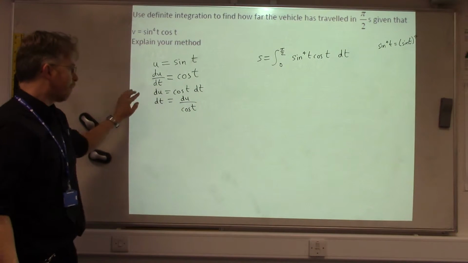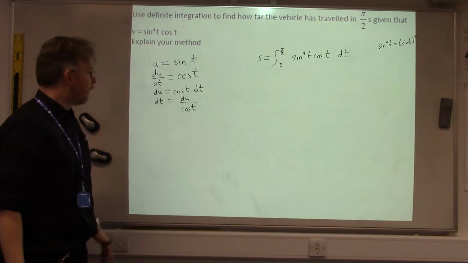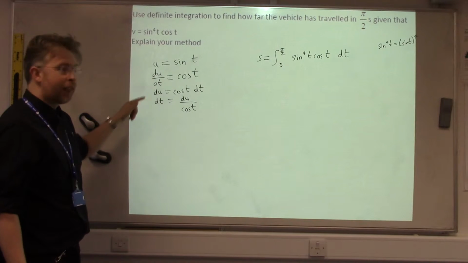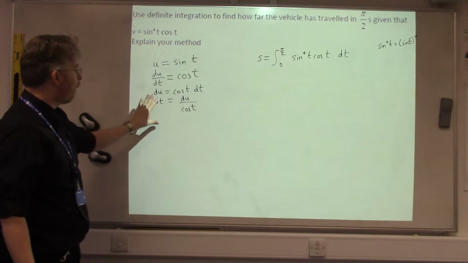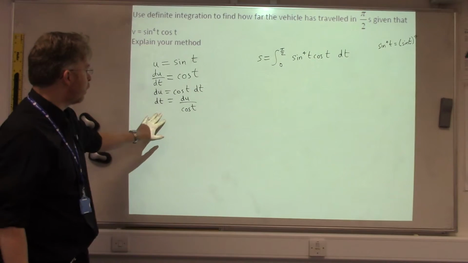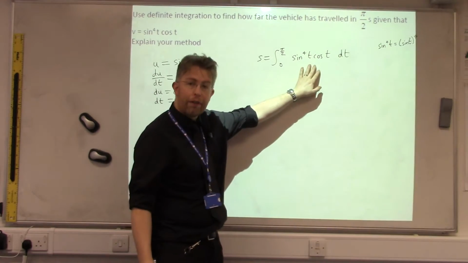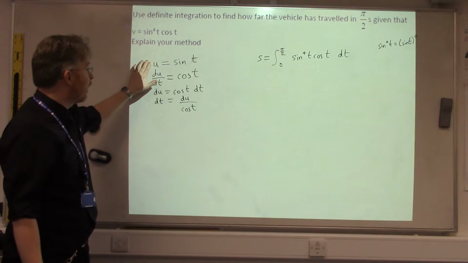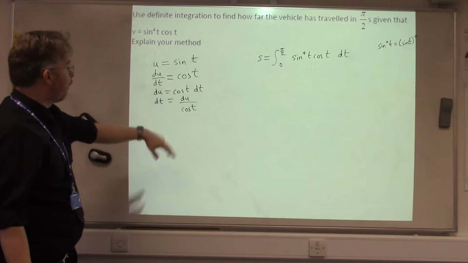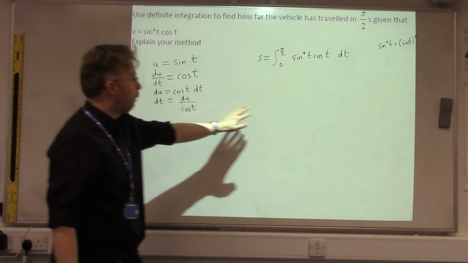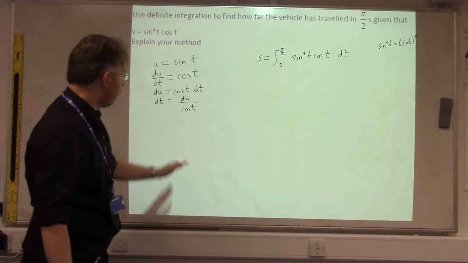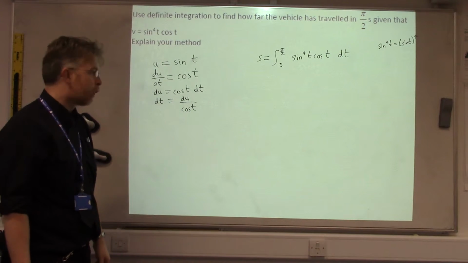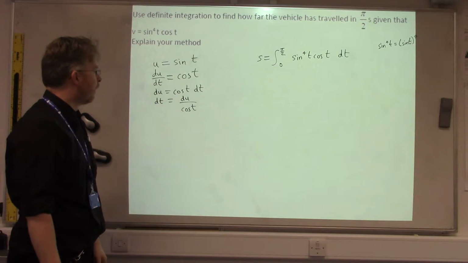Now, technically, mathematically, that doesn't necessarily make proper sense because du by dt isn't a traditional fraction. However, it's a convenient shorthand to make sure that when we switch from doing everything in terms of t to doing everything in terms of u, as our substitution will do, we replace the dt with the right thing, because it will have an effect, and the dt will fundamentally be replaced with du divided by cos t.